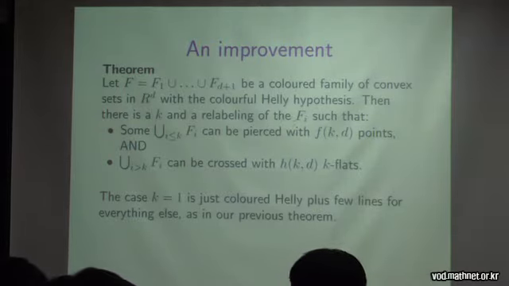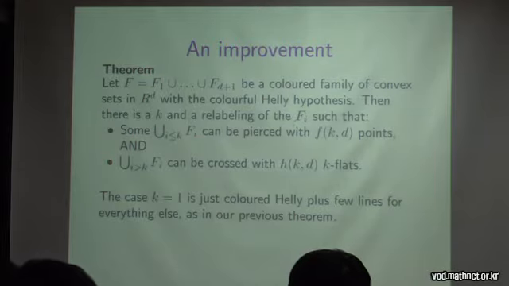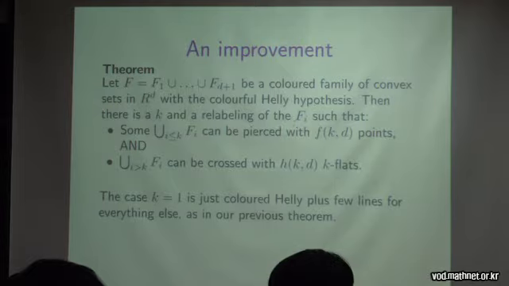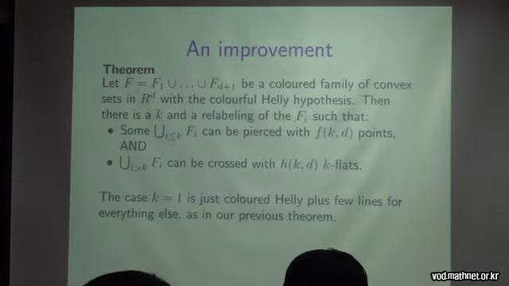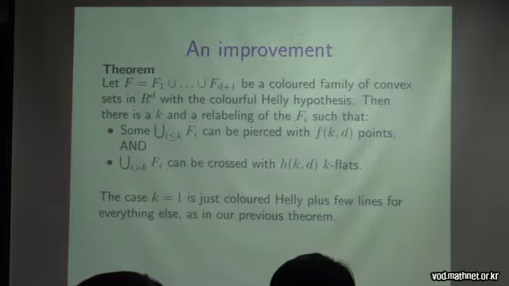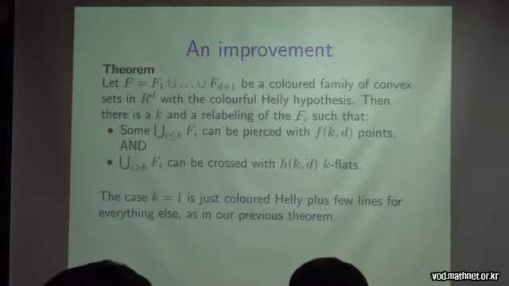So when k is 1, this says that the first family can be pierced with few points, which we kind of knew because this is just the colorful Helly. And the rest of the elements can be crossed with few lines. So this is one of the conclusions of the theorem I just showed you. Before, I showed you that you have a point, and then either you have a point to something else, or you have lines to everything. So this is the case, lines to everything.